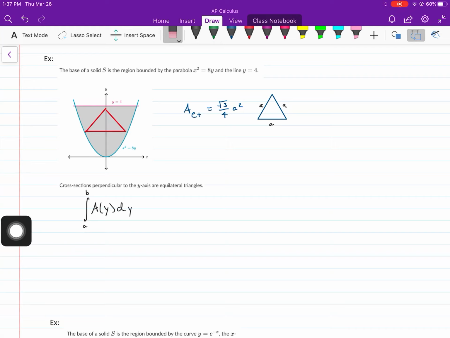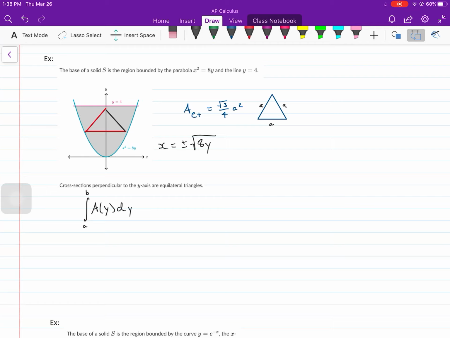So what we got to think about, so our distance x, we have x squared equals 8y. Now we need this in terms of y. So we got to get x by itself because it is perpendicular to the y-axis. So that means if we square root both sides, x equals plus or minus the square root of 8y. So what this tells me is we have two different pieces. We basically have the positive square root of 8y and the negative square root of 8y.